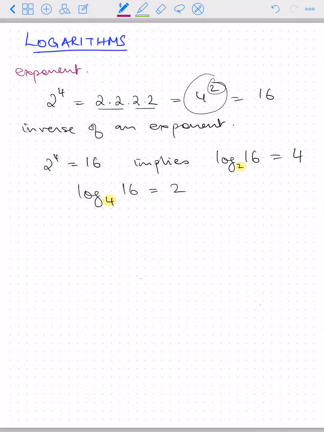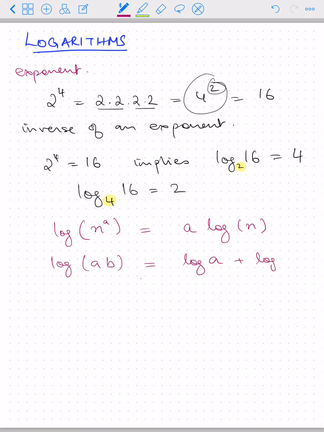There are some interesting relationships on logarithms that we can define. For example, what is the log of some number n raised to the power a? This is equal to a times the log of n. You don't necessarily need to put the brackets here, I'm just putting them for clarity. If we have the log of the product of two numbers, a and b, product becomes addition in the logarithmic space. So we will say log a plus log b.